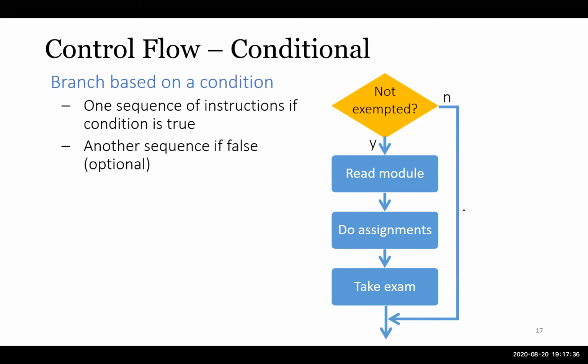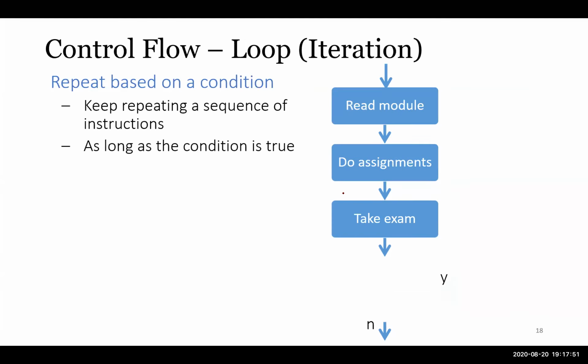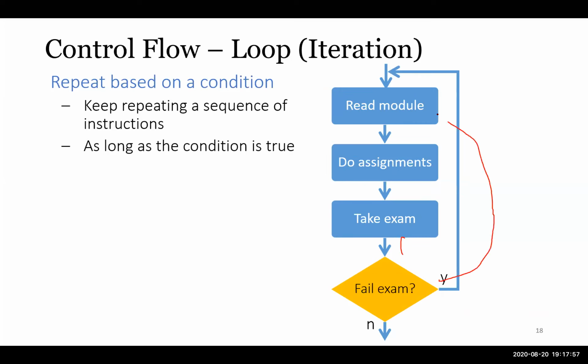Skip all this, and come here. Basically it's a branch. It's like a fork in the road. I can go here or I can go here. This is called a conditional. Now, if the condition goes backwards, for example, you take the exam and you fail, you go backwards. When you go backwards, you have to go through everything again and you finally come back to the condition. This is what we call a loop.